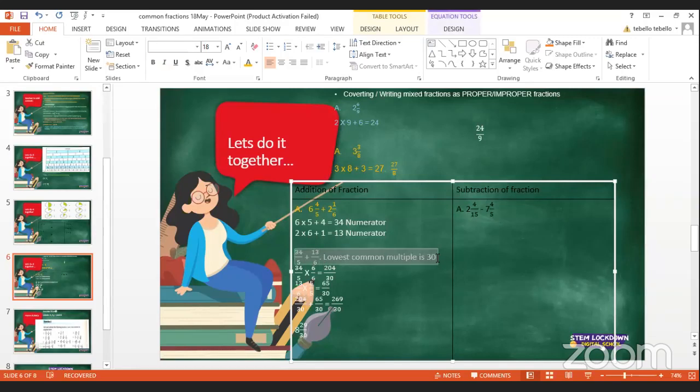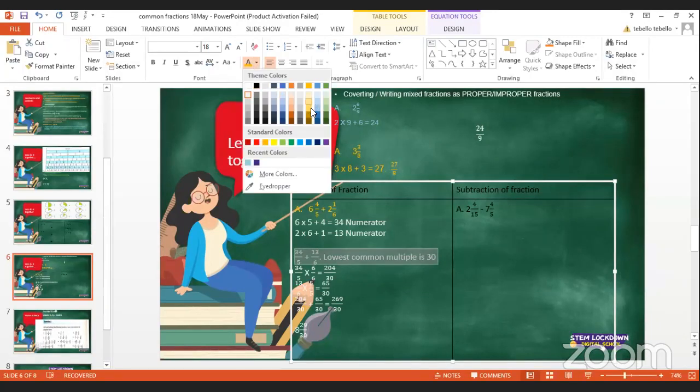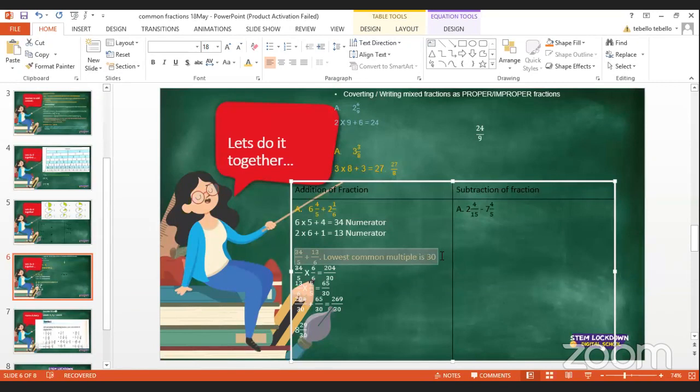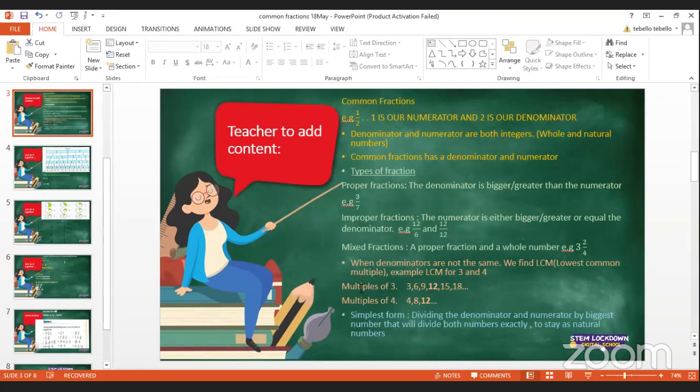We can see that our denominators are not the same. You can see that, guys, right? Our denominators are not the same. So we must find the lowest multiple. You remember in the earlier example, when you find your lowest multiple, you can say 3, 6, 9, 12, 15, 18. And the second one, you can just say it again, 4, 8, 12.